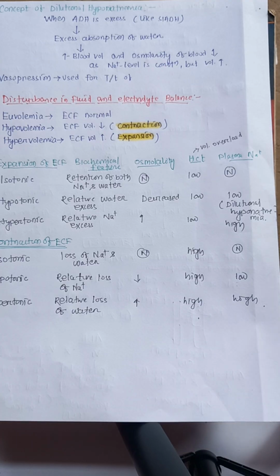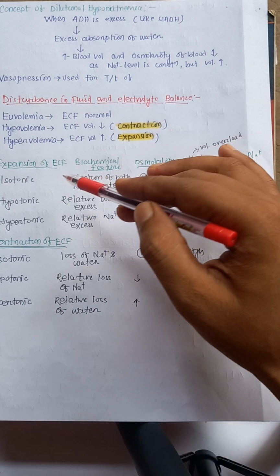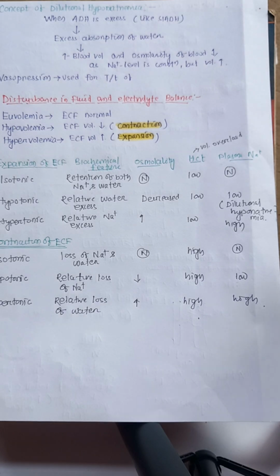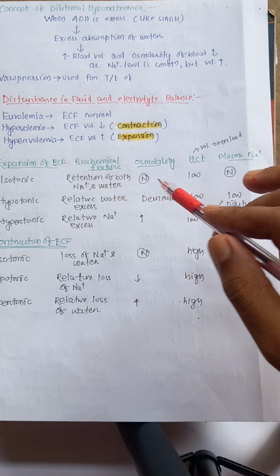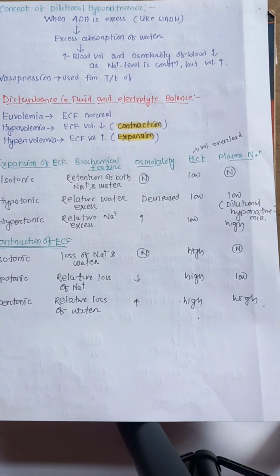So let's see what the disturbances in fluid and electrolyte balance are. Eu means normal volume, hypo means decrease, hyper means increase. There are some things you should know, and this is very important for conceptual learning: the expansion of ECF and the biochemical features, osmolarity and hematocrit. This hematocrit is very important. And plasma sodium. Expansion is nothing but hypervolemia, that means increase in volume.